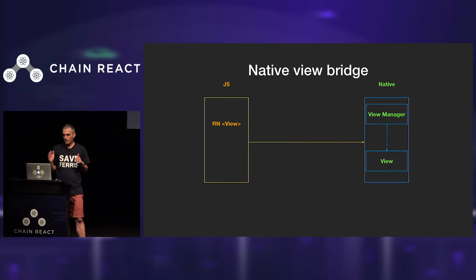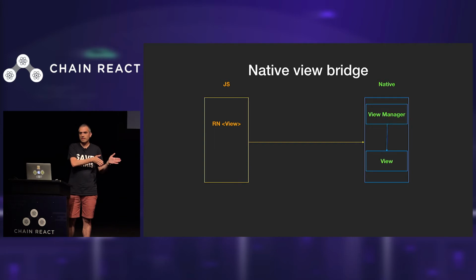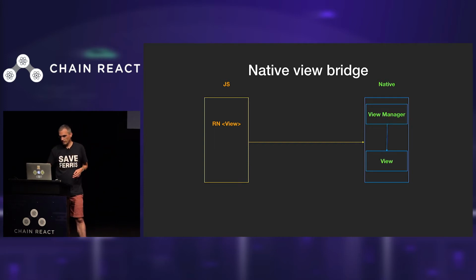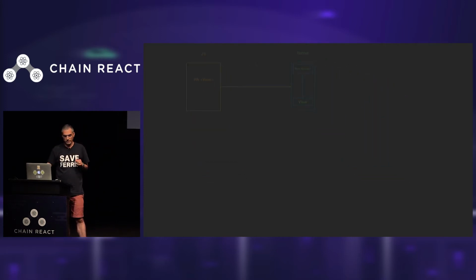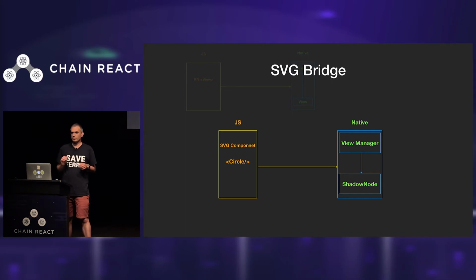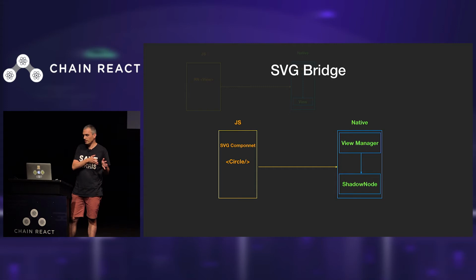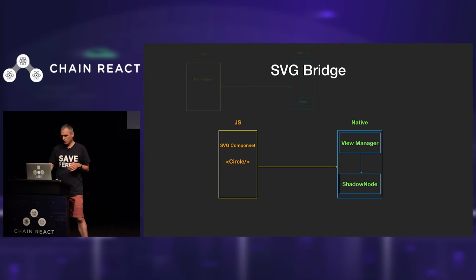So a quick note about what's going on under the hood. A regular native view bridge, as you may know, consists of a view element on the JavaScript side, which maps to some objects on the native side, mainly the view manager and the view. So every view on the React Native side maps to a view on the native side. However, in React Native SVG, things work a little bit differently. For every element in the SVG, it doesn't map to a view. It maps to a shadow node.